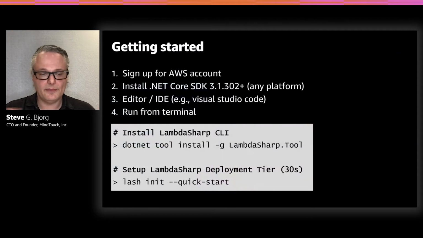To get started, of course, you need an AWS account, but you also need the .NET SDK 3.1. You probably want an IDE of some sort. And then lastly, you just need to get started with LambdaSharp. Installing the tool just takes one very simple command. And then you create a quick start deployment, which takes about 30 seconds. It creates an S3 deployment bucket for artifacts to be uploaded to.